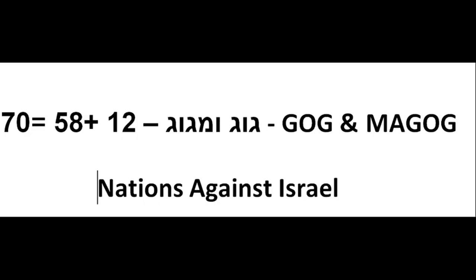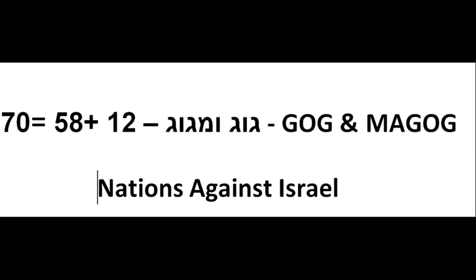There are a lot of opinions, but one is brought by the Vilna Gaon, on the Gematria of GOG MAGOG. The numerical value of GOG is 70 plus 12, GOG MAGOG, 58, 70. That is the Gematria of GOG MAGOG, and those are nations against Israel. Why 70? Because this is the basis, with lots of explanation. There are more nations, but the basis is 70.